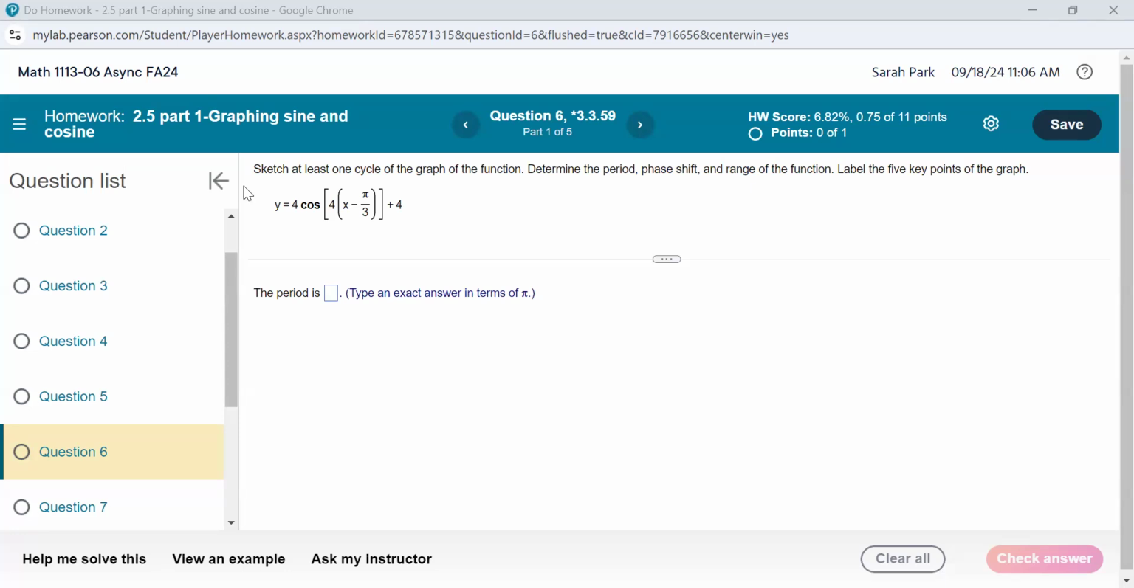Okay, so here it says to determine the period. The period you can always solve by taking the 2 pi and dividing by the b. The b is the value in front of the x. So in this case, the period is 2 pi over 4, which is pi over 2. So my period is pi over 2. Let me type that in.